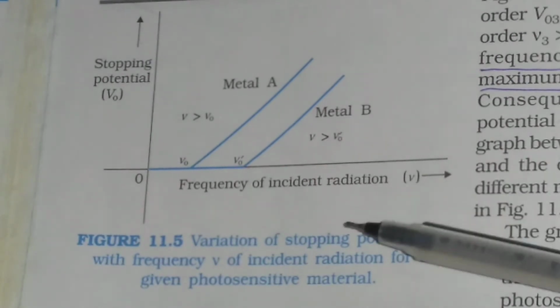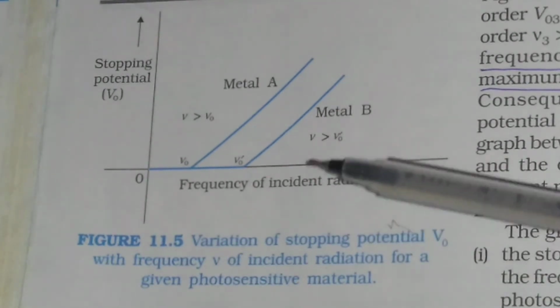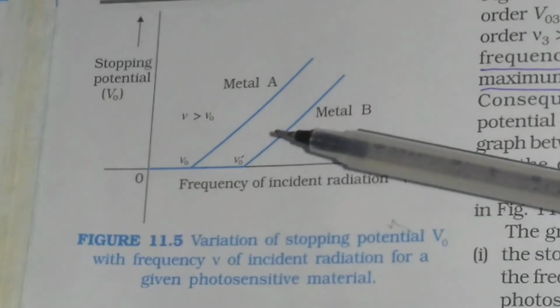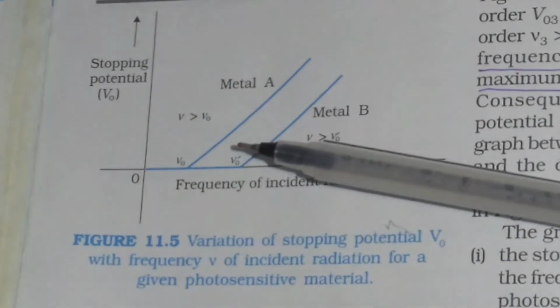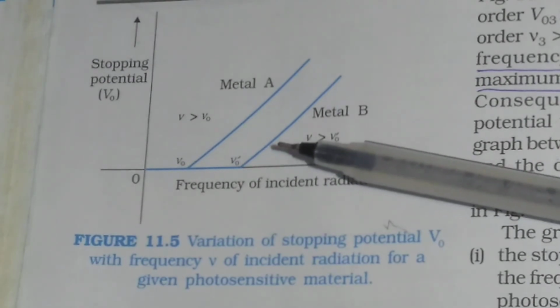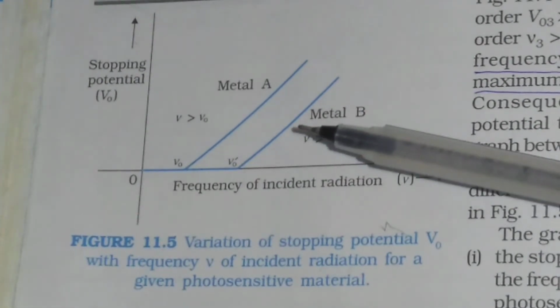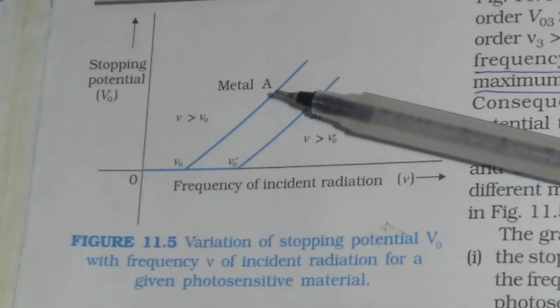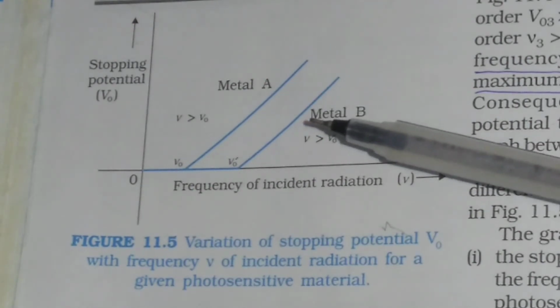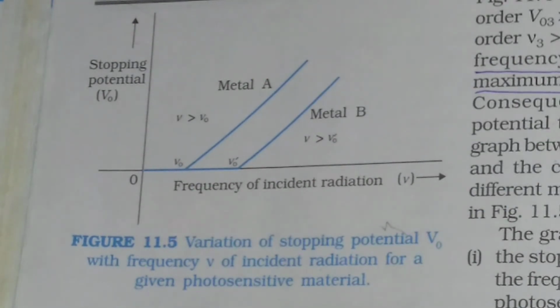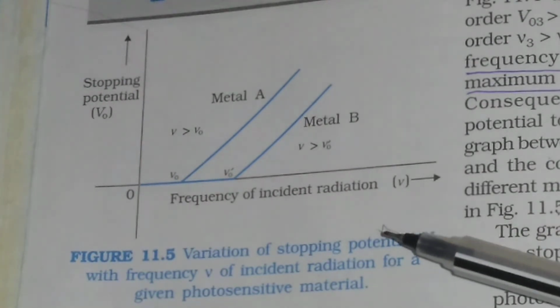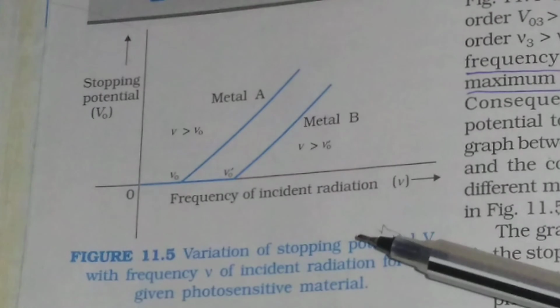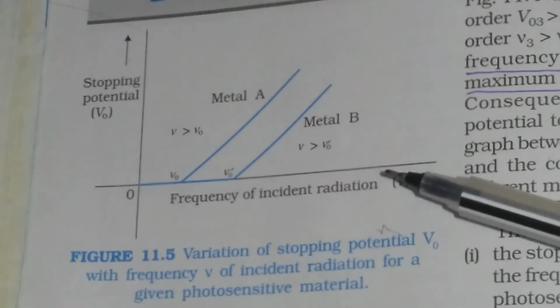From this graph you can see how the stopping potential depends upon the frequency. The stopping potential varies linearly with the frequency of the incident radiation, for a given metal. This is for the metal A and this is for the metal B. The most important thing in the photoelectric effect is that photoelectric emission is an instantaneous process.